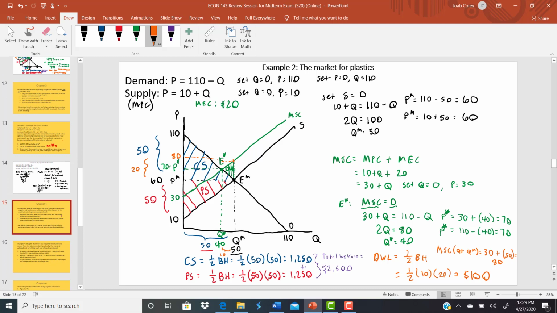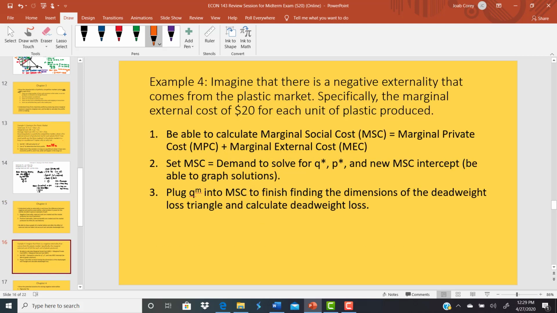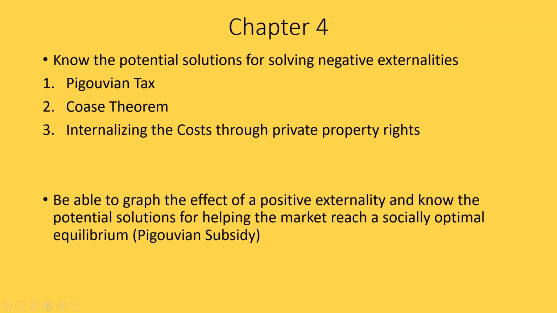All right, but that's how you do that particular problem. And that's how you solve the socially efficient equilibrium when there is an externality present, and find out how much inefficiency is being created by the fact that we do have this negative externality that was unaccounted for with our original market equilibrium. All right.